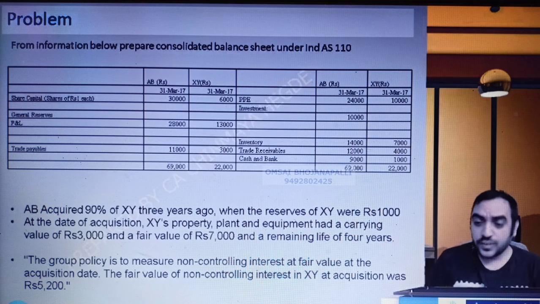AB Limited, XY Limited: share capital, general reserve, nothing is there. So let's ignore P&L, trade payables, PPE, investment, inventory, trade receivable, cash in bank. AB acquired 90% of XY 3 years ago when the reserve of XY was rupees 1000. On the date of acquisition, XY Limited's property, plant, equipment had a carrying value of 3000 and a fair value of 7000. Remaining life of 4 years. The group policy is to measure the non-controlling interest at fair value on acquisition date. The fair value of non-controlling interest in XY at acquisition was 5200. Please read the problem once more for 2 minutes, then we'll do it together.